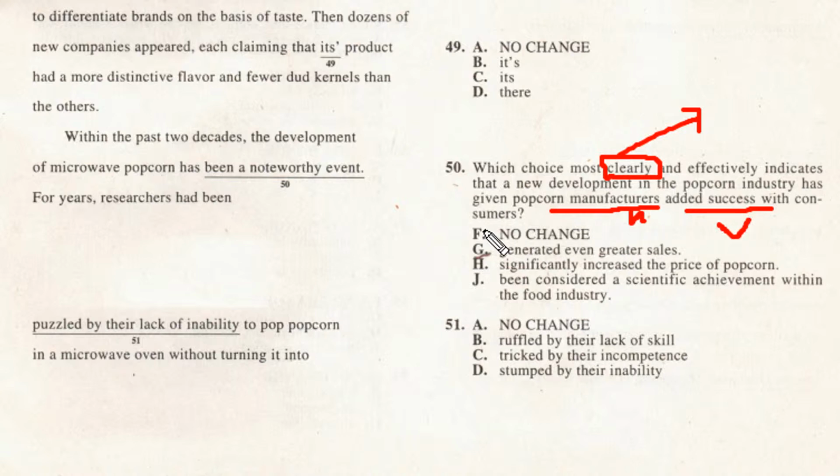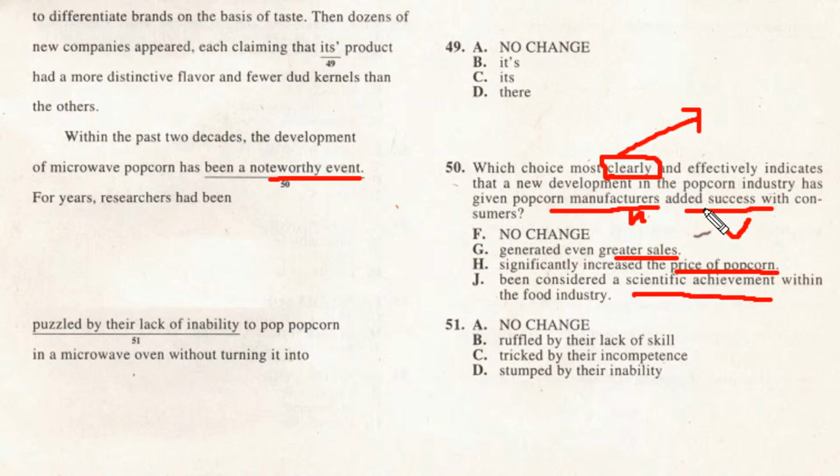Let's take a look at F, no change. Noteworthy event. Is that super descriptive and clear? G, generate even greater sales. Noteworthy event, what's that? Greater sales, give me some details. I'm not sure what that means. H, significantly increased the price of popcorn. We're going to increase the price of popcorn. Or answer choice J says, been considered scientific achievement within the food industry.